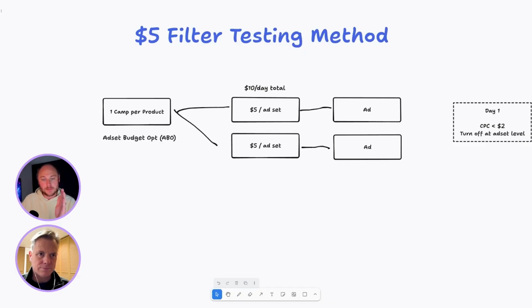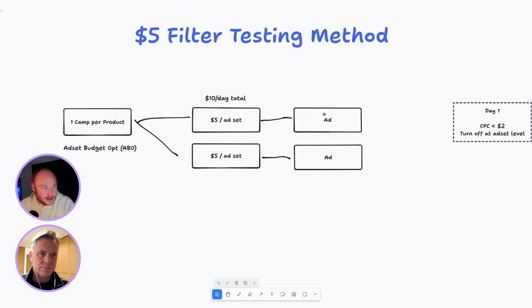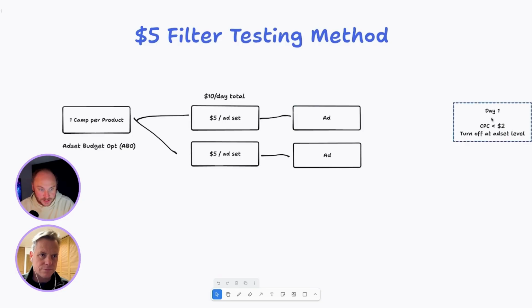And then in that campaign, you're going to have at least 2 ad sets, but you can have 3, right? Yep. Each ad set is going to have a $5 budget because we're using ad set budget optimization. And then in each ad set you're going to have 1 up to 3 ads, right? That's right. The way I've drawn it here is the simplest way to run this method. And then you're going to let this run for a single day, and you're going to come in here and check it.